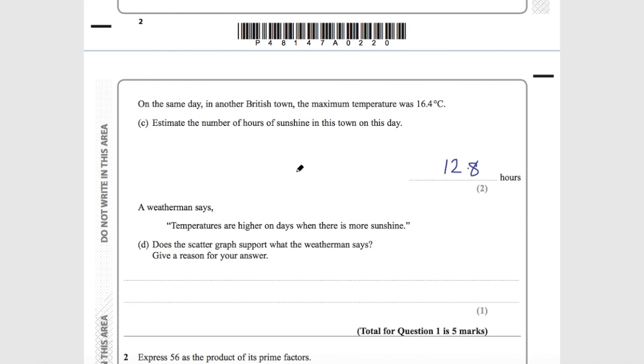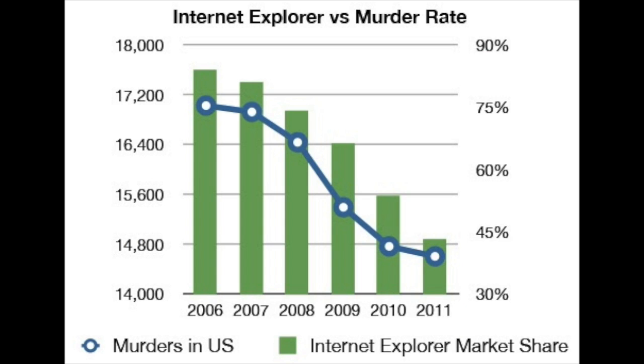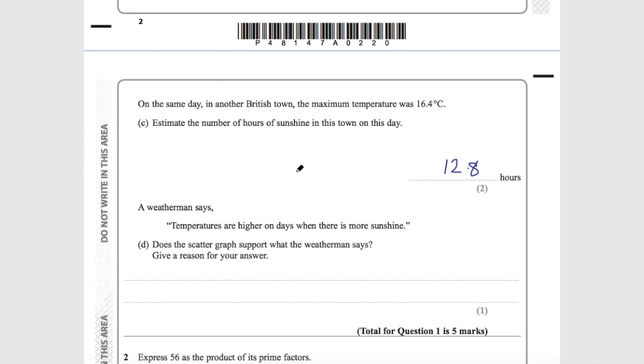There's a funny meme about this to do with Internet Explorer, and it shows that as the market share of Internet Explorer decreased in the 2000s, the murder rate went down, suggesting that because Internet Explorer was so bad, people were getting so angry and killing other people. Obviously that wasn't the case. So in that case, correlation did not equal causation.